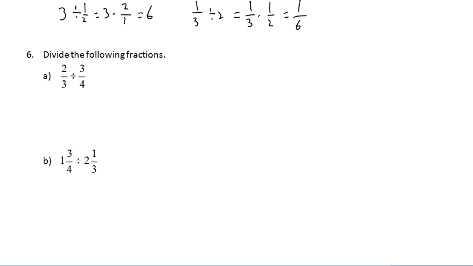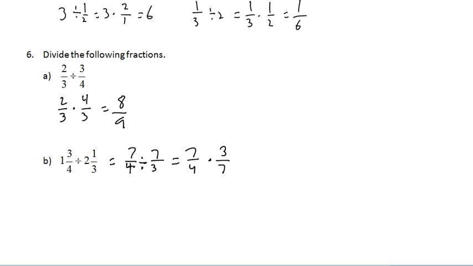Okay, so let's have a look at some of these here. So we got 2/3 divided by 3/4 is the same as 2/3 times 4 over 3 equals 8 over 9. This guy we need to change to improper first. So that's going to be 7 over 4 times 7 over 3. Oops, sorry, divided by 7 over 3. And that's 7 over 4 times 3 over 7. 7 over 7 is the same as 1 over 1. So we get 3/4.